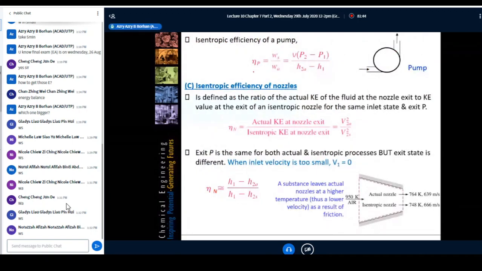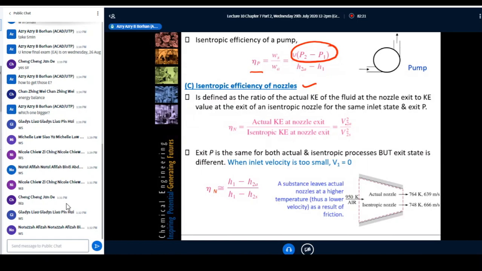Now, in the case of the pump, you can make use of the same formula, but your WS can simply be replaced by V times delta P from the reversible work that we have derived earlier, and then you can solve accordingly. Now, the isentropic efficiency of a nozzle is defined by the actual kinetic energy at the nozzle exit divided by the isentropic kinetic energy at the nozzle exit.